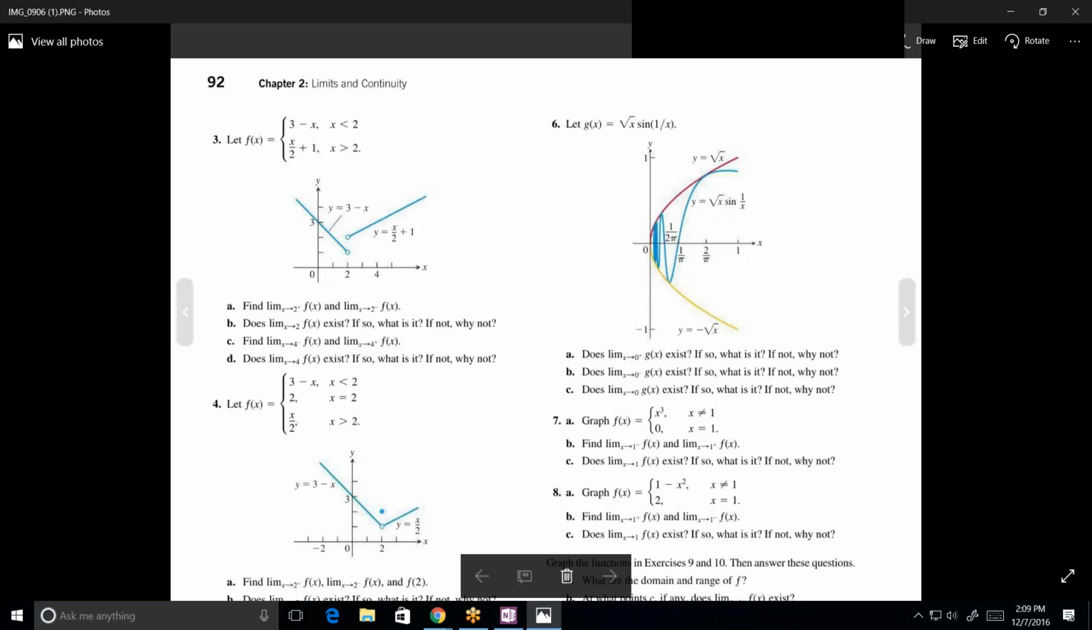It's the blue? What's the yellow and the red? The red is y equals square root of x. The yellow is y equals negative square root of x. And the blue is square root of x times sine of 1 over x. Okay. Does the limit from the right exist?